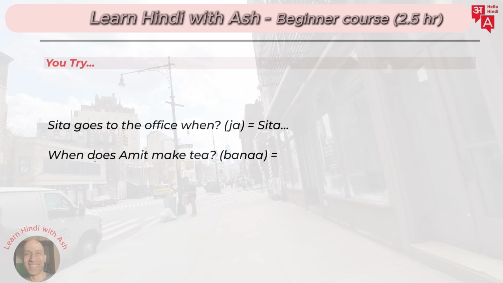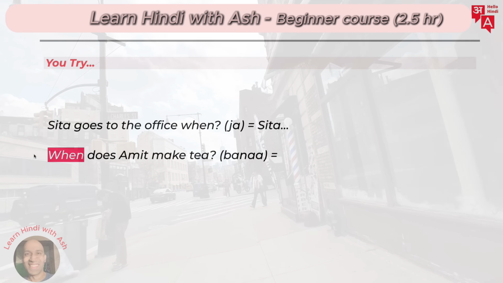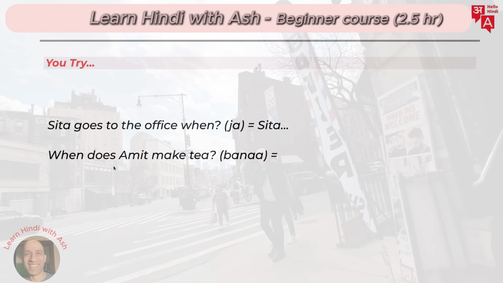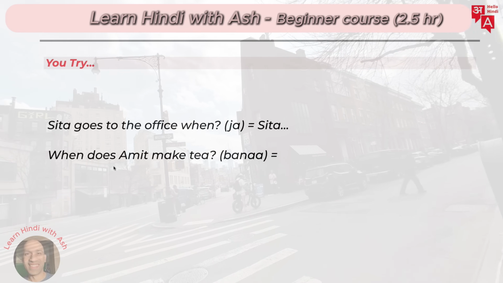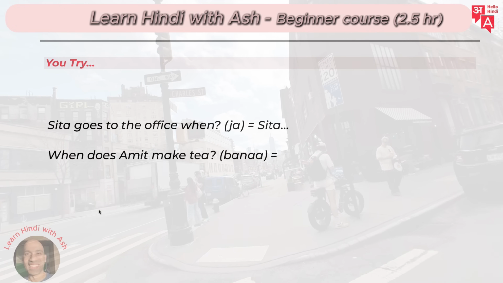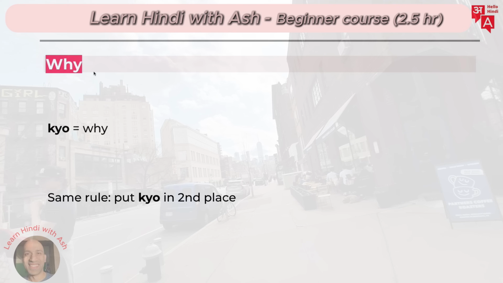How about when does Amit make tea? Now this gets confusing for people because they try to put the when at the start. Please don't do that. Try to make the sentence Amit makes tea when. Amit chai blah blah blah and put the cub in the second place. Amit cub. Don't put the cub at the start. That breaks the Hindi a little bit. Okay, great. The next one is why.